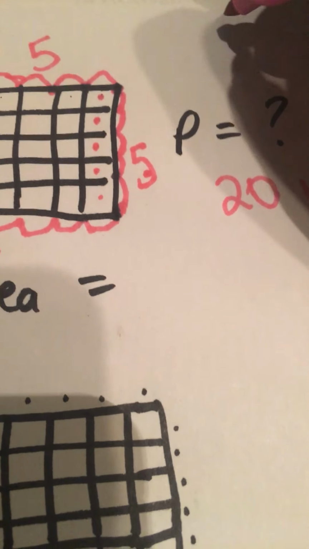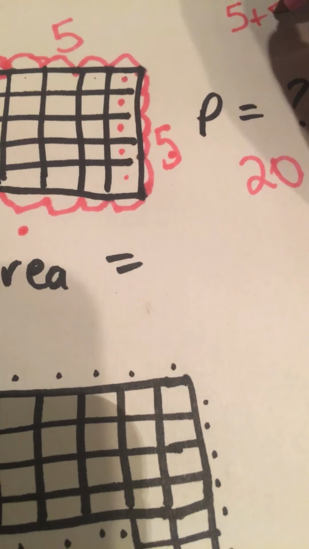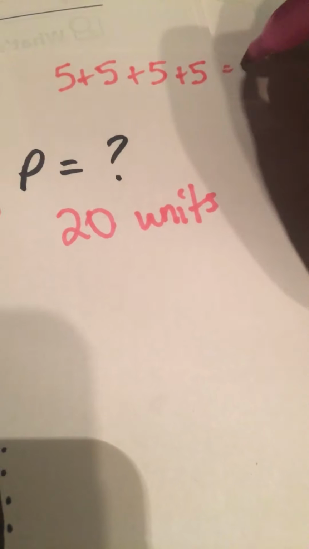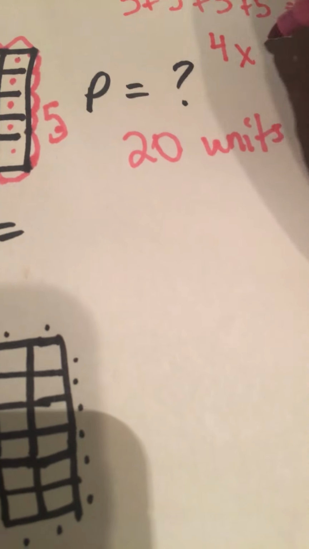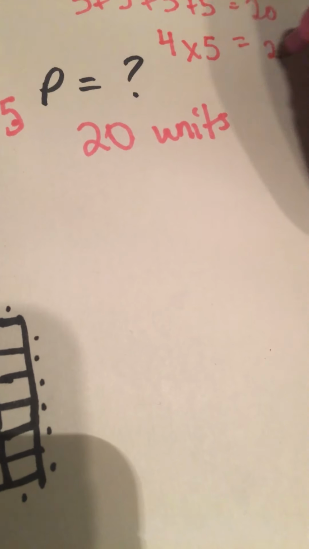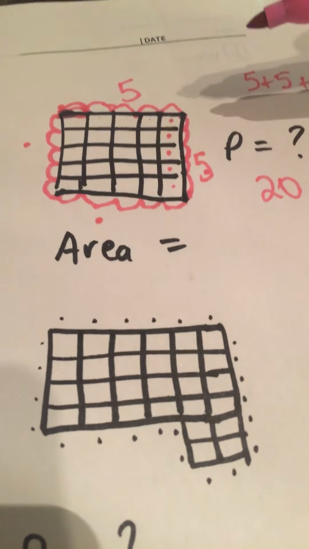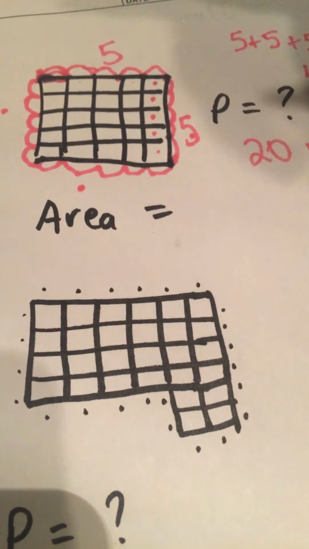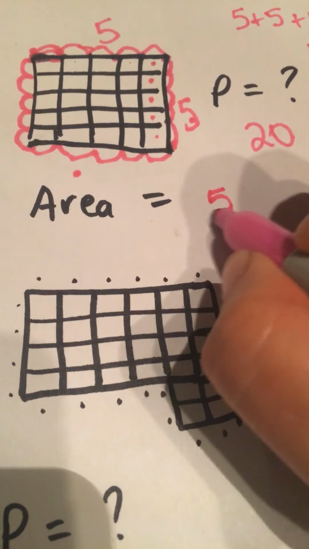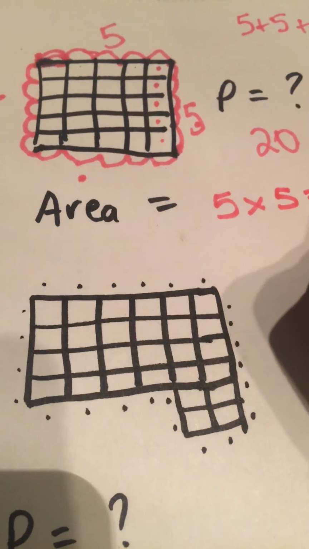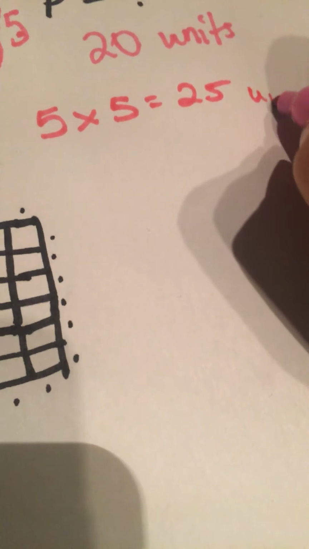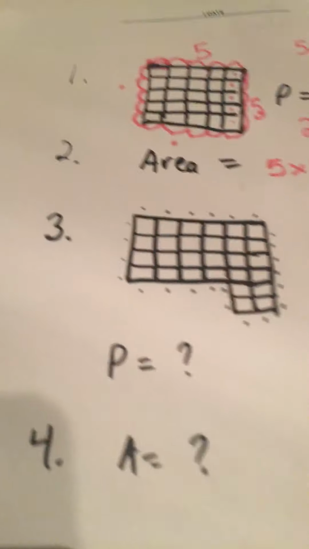So for perimeter, and I did not have you write the equation, but you could have said 5 plus 5 plus 5 plus 5 equals 20. Or you could have done the 4 sides times 5 equals 20, either one. Okay, then when you go to figure out area for this shape, you're just going to do the length times width, so 5 times 5 is 25 units squared. And you did not have to put labels on your Google form.